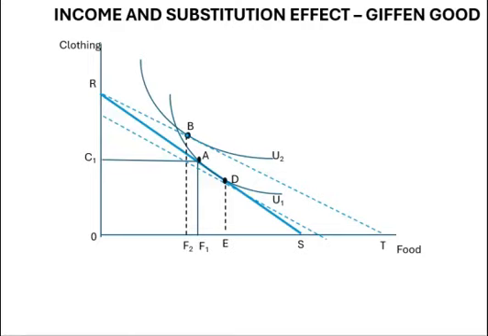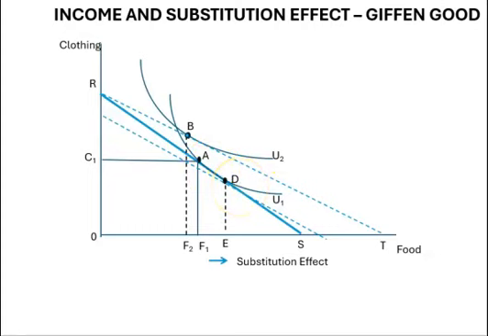The substitution effect shows an increase in the consumption of food from OF1 to OE. So our substitution effect is F1E. Let us first label it. It is F1E, that's our substitution effect, and it is associated with a move from A to D.